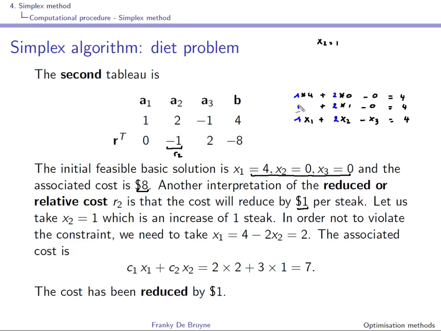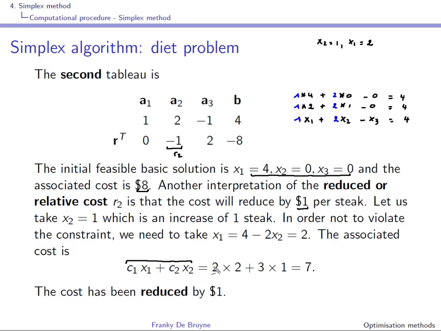So we'll have here 1 times 2, and so indeed we see that if we take 1 unit of x2, so x2 is the number of stakes, so 1 stake, we have to adapt x1, and x1 will be equal to 2, right? And so now we can compute the associated cost, and the associated cost is given over here. It's c1 x1 plus c2 x2.